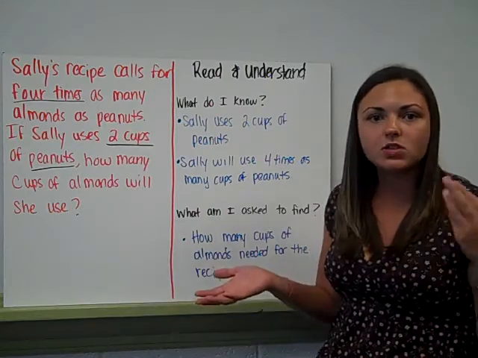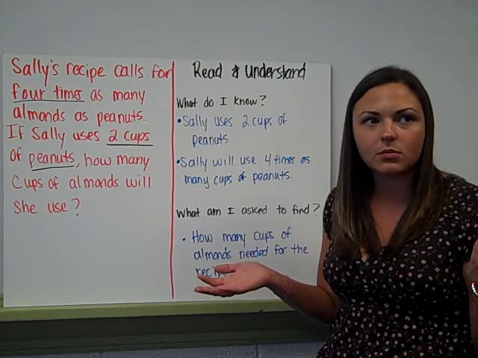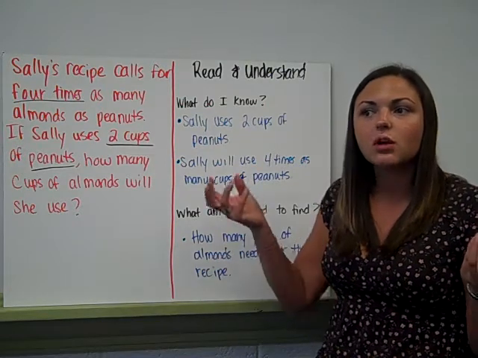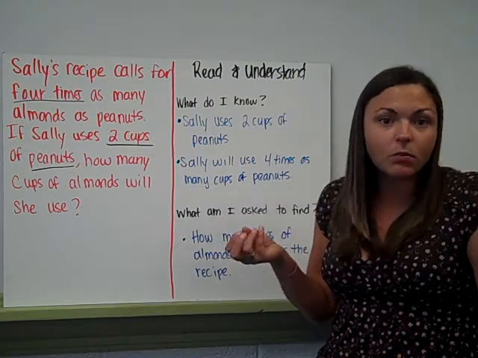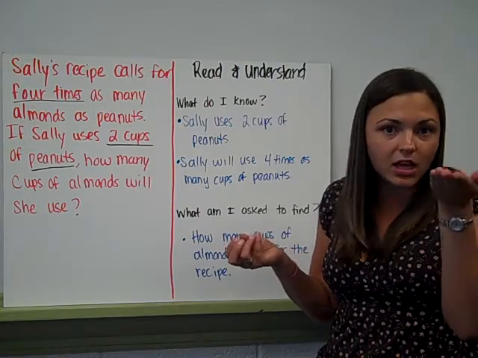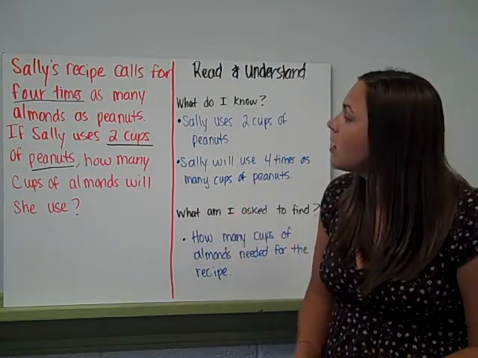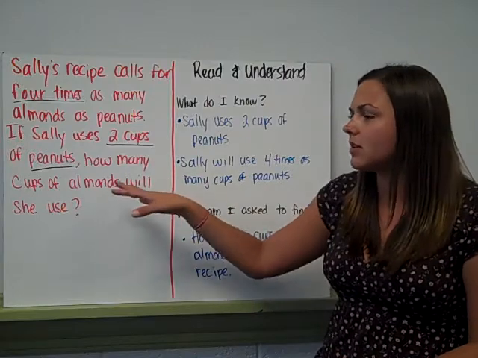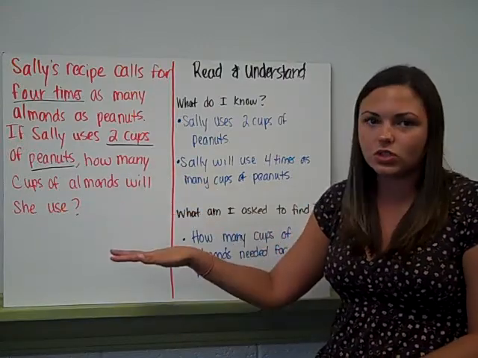So do I have more almonds or peanuts? 4 times as many almonds as peanuts. So I must have a smaller amount of peanuts and more of the almonds. That's the 4 times this amount. If she uses 2 cups of peanuts, how many cups of almonds will she use?